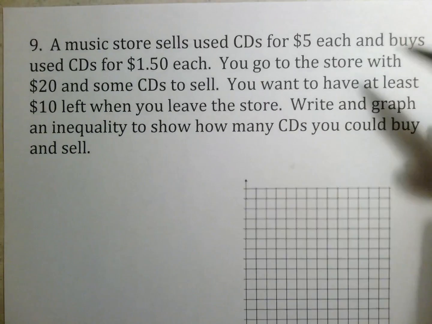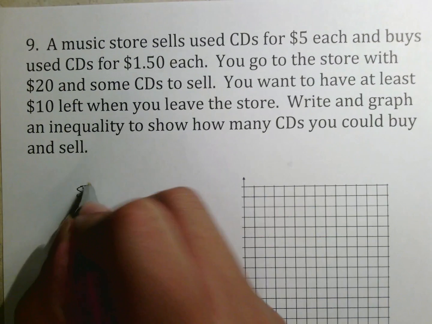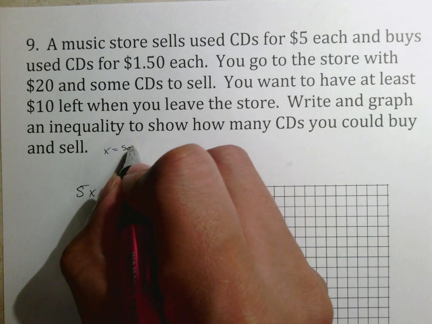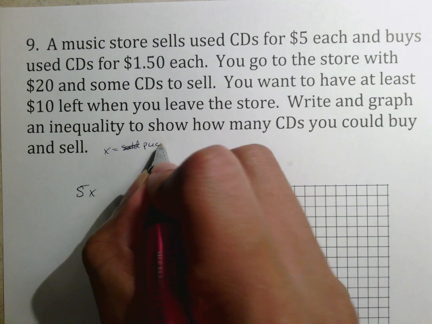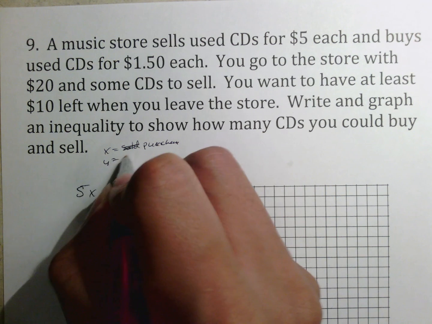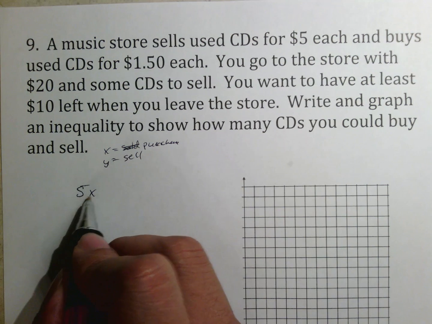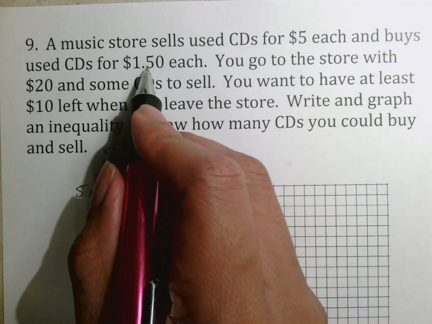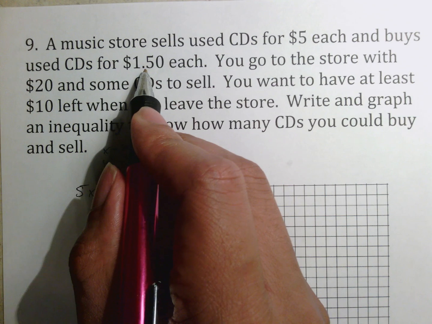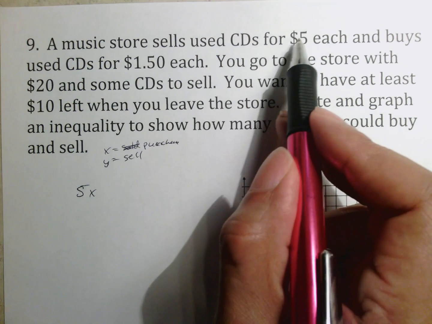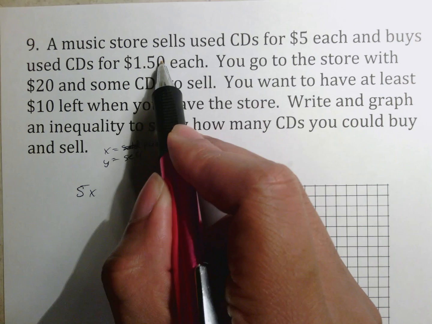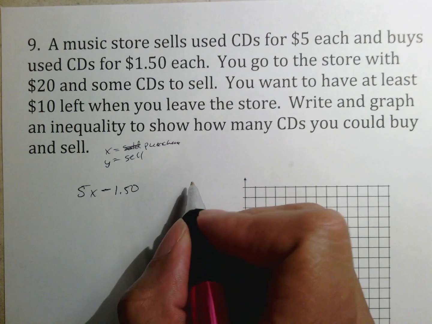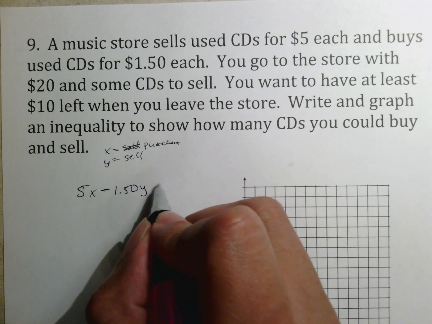What you have to do when you make this is understand that you're buying some things. So if you're buying the CDs, it's going to cost you 5x. Again, x is what you purchase, and y is what you sell in this case. 5x, because it's going to be $5 per purchase. But if you get $1.50, it's going to take away from your total. So if 5 is going to add to your price, then your y is going to take away from your price. So we would subtract 1.50 from that price, so it would be minus 1.50y.